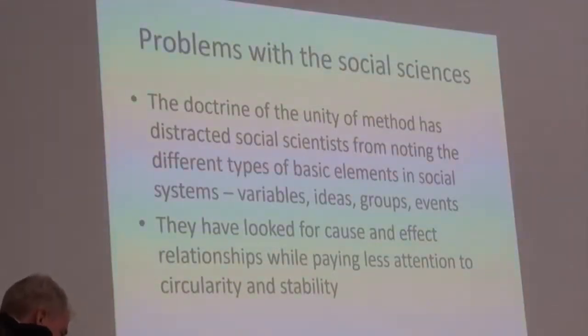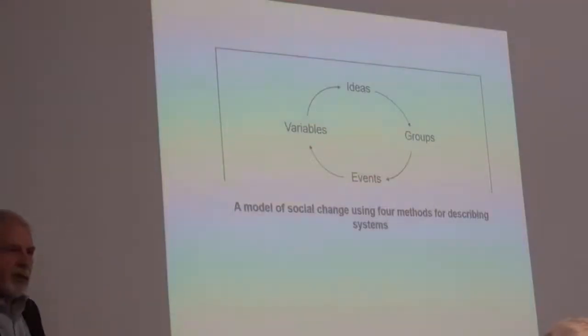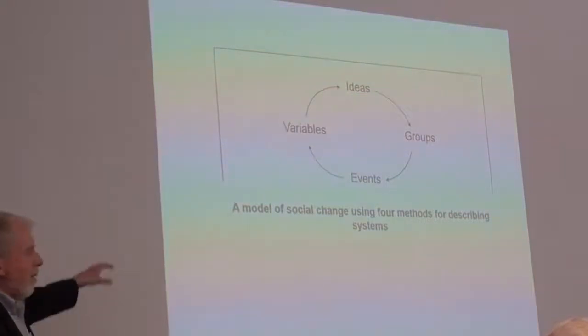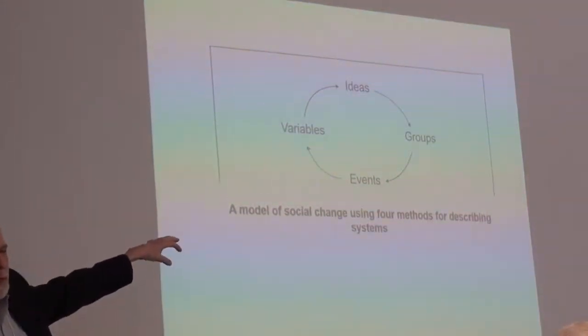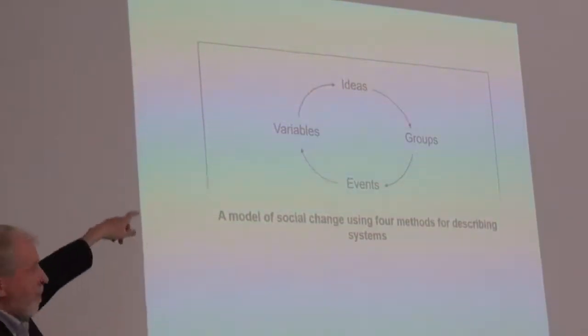Well, the doctrine of the unity of method has distracted social sciences from noting the different types of basic elements in social systems. For example, in the physical sciences, variables take you a very long way. But not everybody in the social sciences uses variables. Some people look at ideas, groups, and events. For example, you can think of the process of social change like this. You start off with variables, you study your system, you say, how's it doing, get some measures. And you say, how can we improve it? So you come up with an idea.